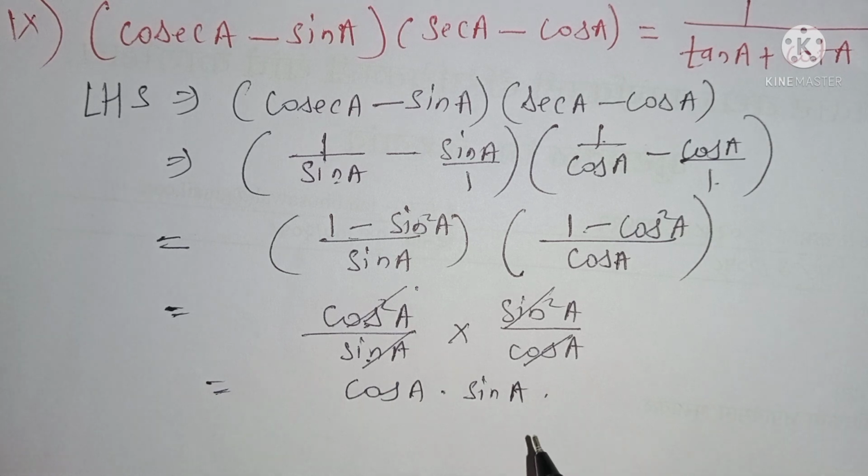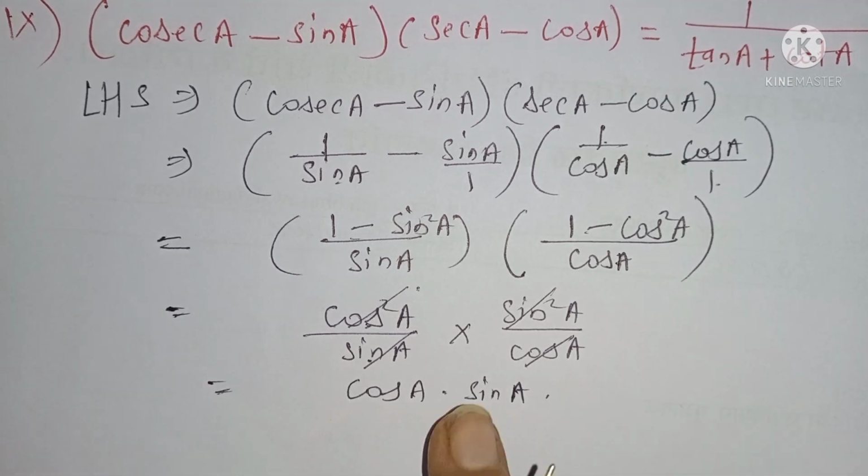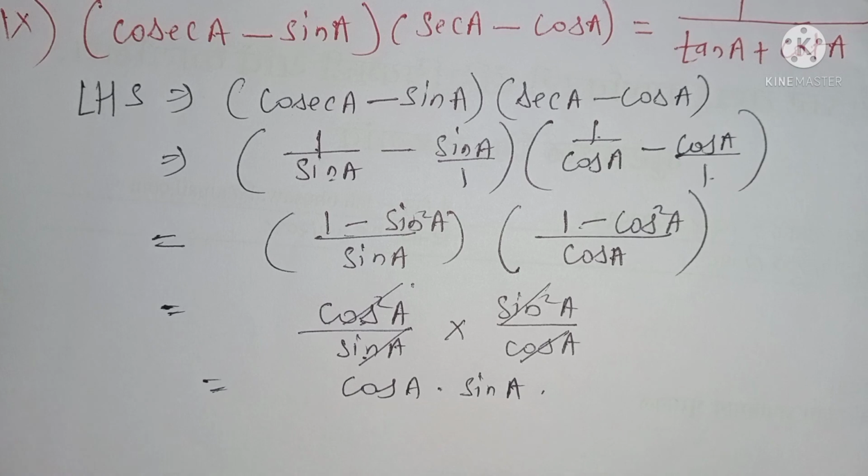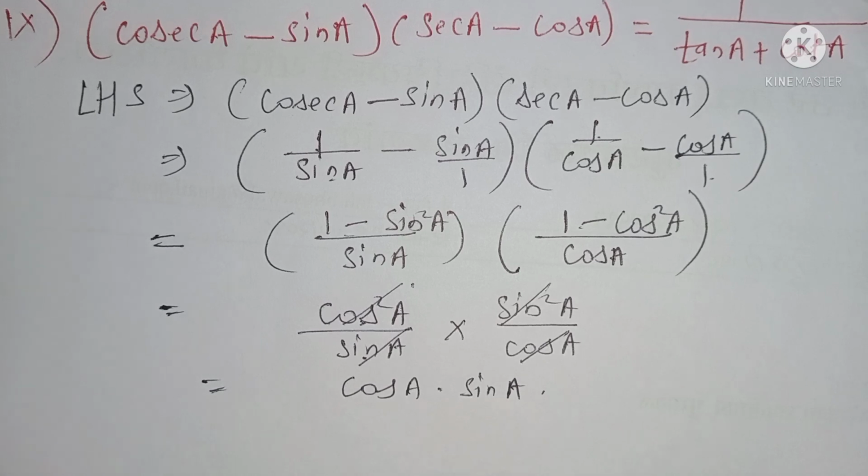That's it. You can leave it here and you can consider RHS either, or you can continue this also. Upon 1, so upon 1 can be replaced by again sin square plus cos square, and if you simplify that you will get equal to RHS.